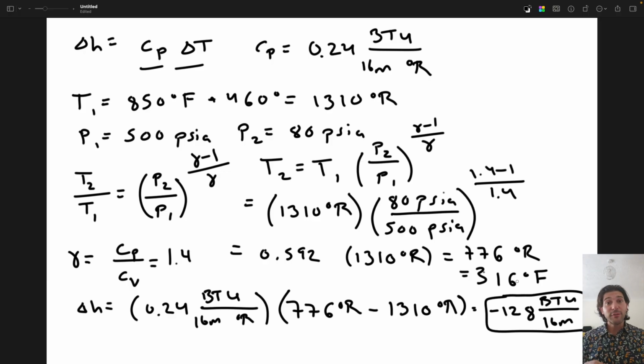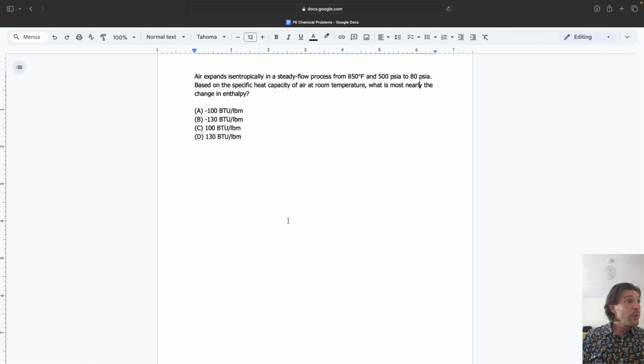Great, let's go back to the original problem. We see that some of the answers are close together and some are positive and some are negative, so we have to be extra judicious when choosing. Let's see if we can think about this conceptually.